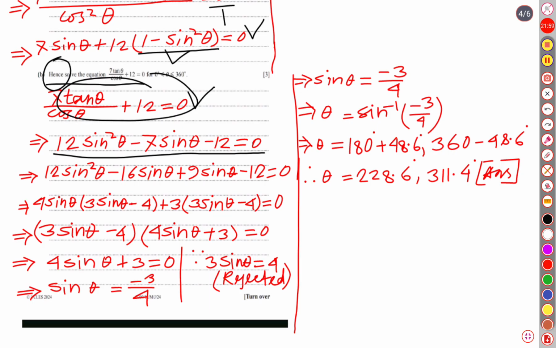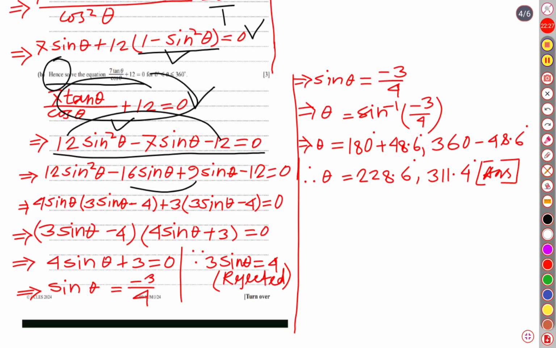You know how to factorize this. In most cases, this is a quadratic equation, as there is a square. For a quadratic equation we have to factorize, convert into linear factors, then we will get the roots. So 12 sin square theta: 12 times 12 is 144, and if we multiply 16 and 9, it is going to be 144. So we can split the middle term into two parts, negative 16 sin theta plus 9 sin theta.